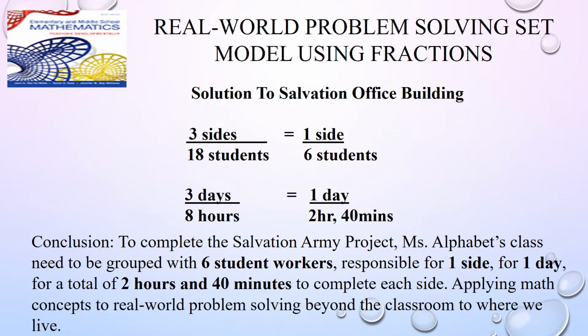So solution to the Salvation Army office building. We started out with 3 sides, 18 students, which is 1 side per 6 students. Timeline, we started with 3 days to 8 hours equals 1 day to 2 hours and 40 minutes. So what is our conclusion in figuring out how we can get this project done by Miss Alphabet's class? To complete the Salvation Army project, Miss Alphabet's class needs to be grouped with 6 student workers responsible for 1 side for 1 day for a total of 2 hours and 40 minutes to complete each side.